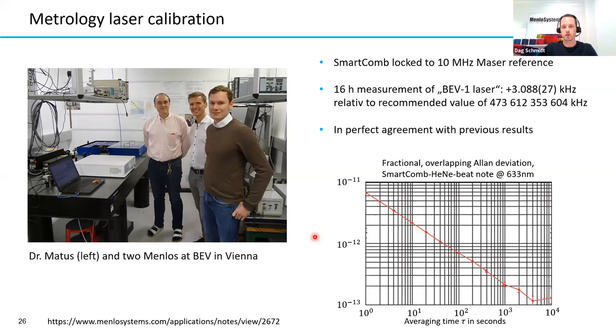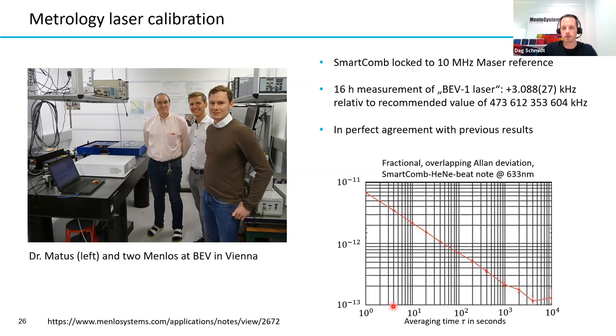And what you see here is the fractional overlapping Allan deviation of the SmartComb helium neon laser beat note at 633 nanometers. And you can also see that this measurement here is limited by the MASER itself because it starts in the 10 to the minus 12 stability region here. The SmartComb itself would be capable of supporting the low 10 to the minus 13 level. If you lock it to an optical reference, for example, then it would be even better. But also for RF references, we can support down to 10 to the minus 13 level here.